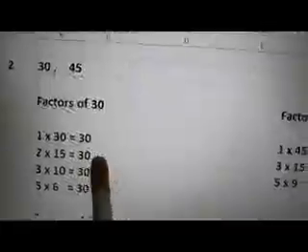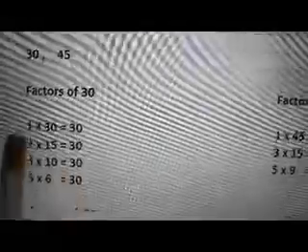2 times 15 is 30, we know. Then move on to number 3. 3 times 10 is 30. Then 5 times 6 is 30. So what are the factors of 30? 1, 2, 3, 5, 6, 10, 15 and 30.